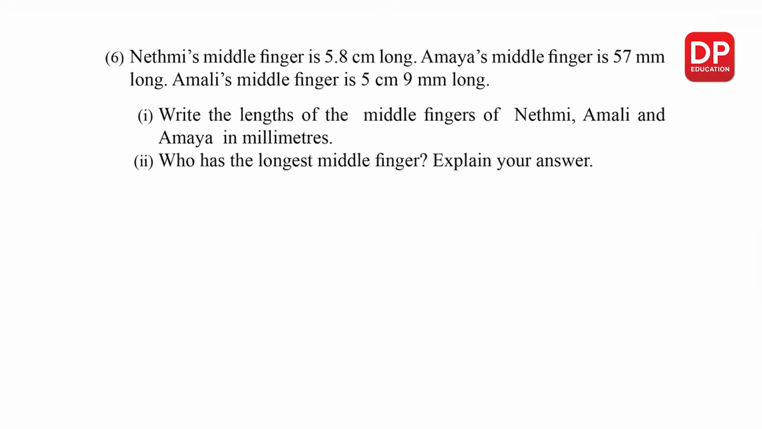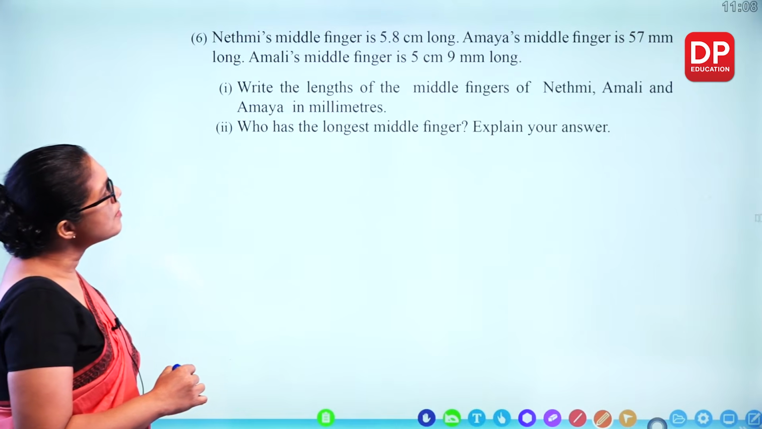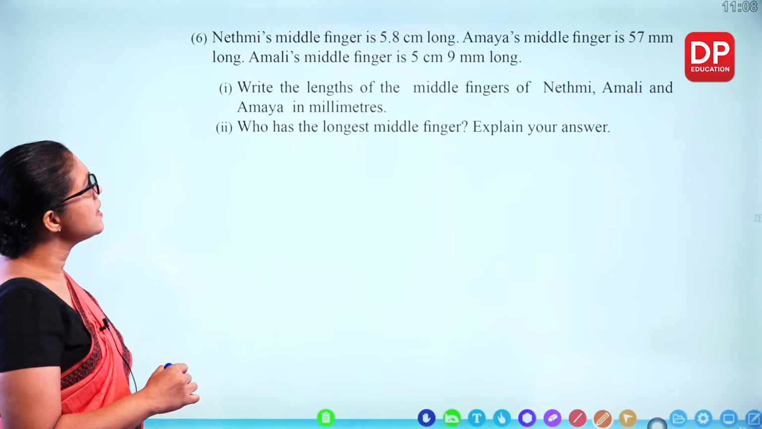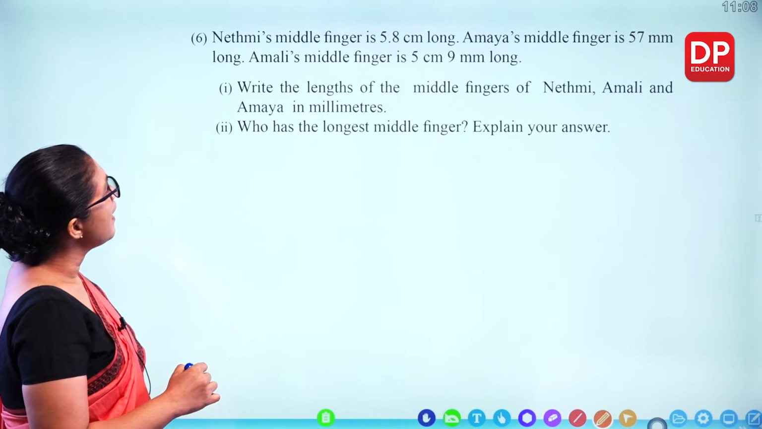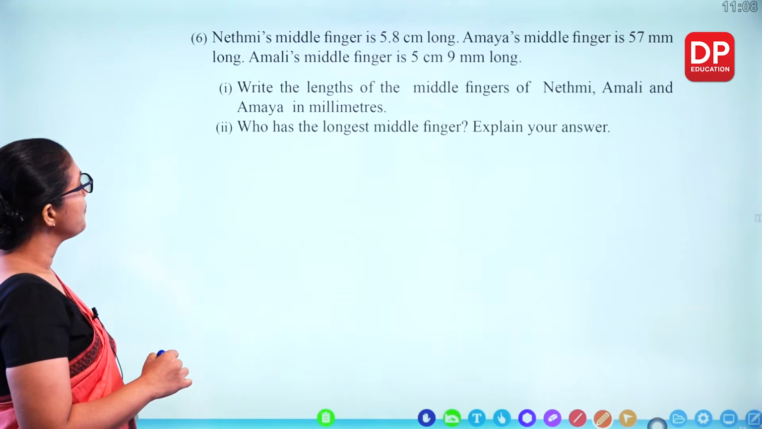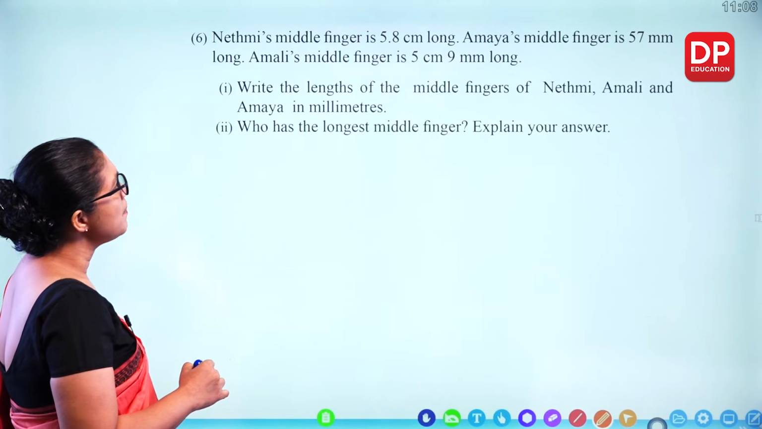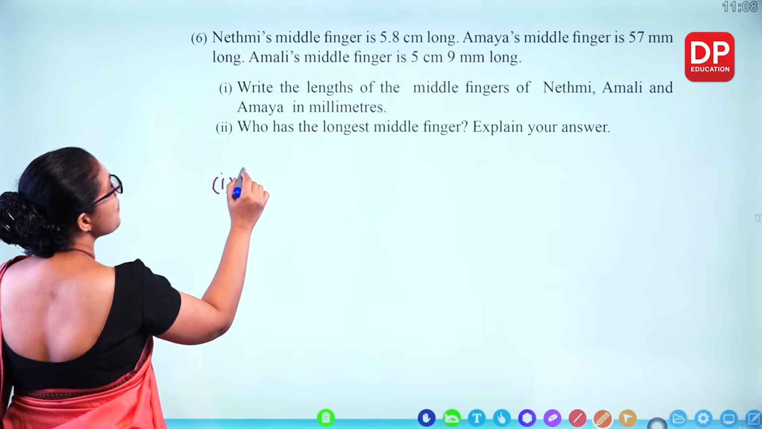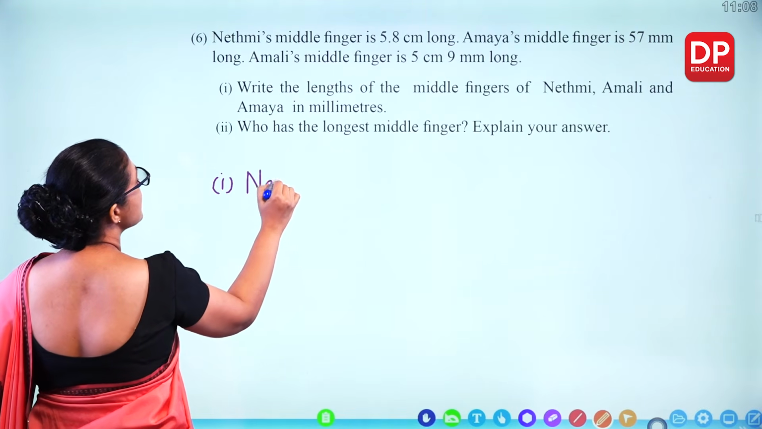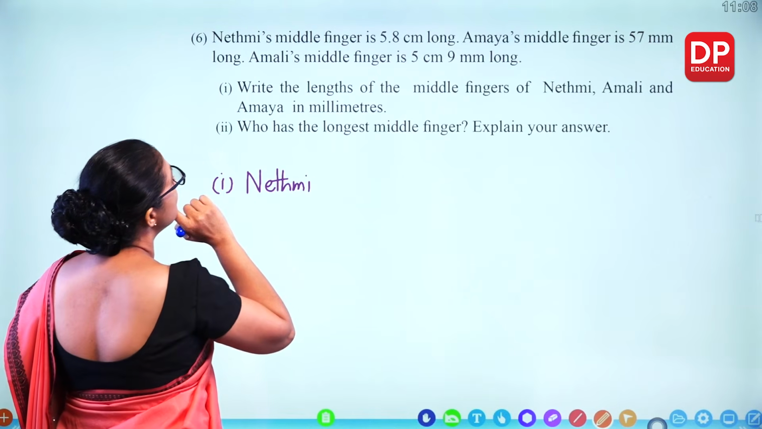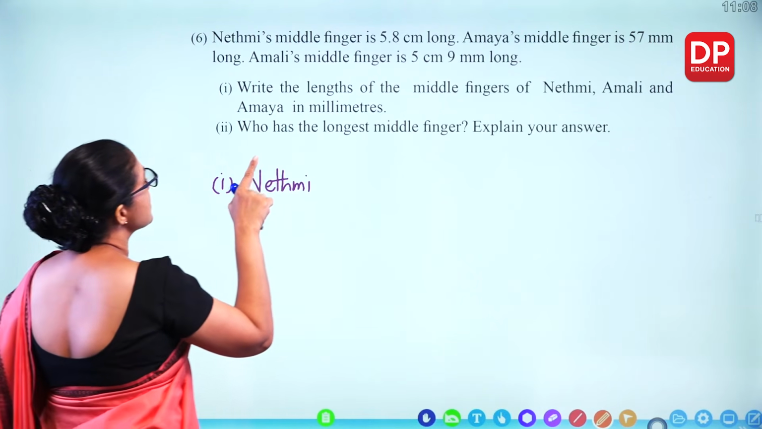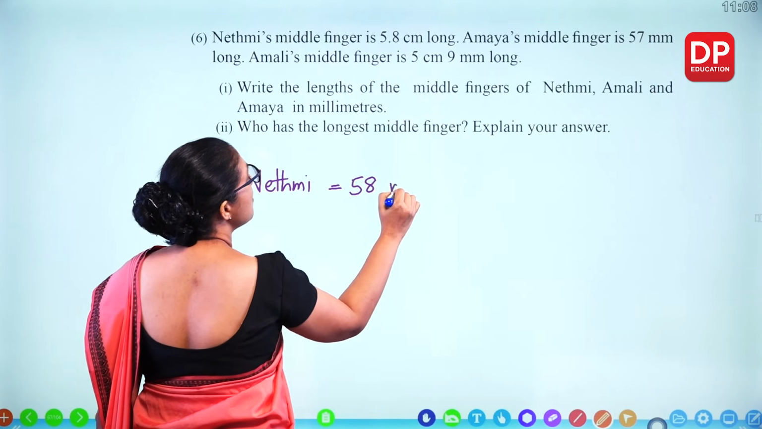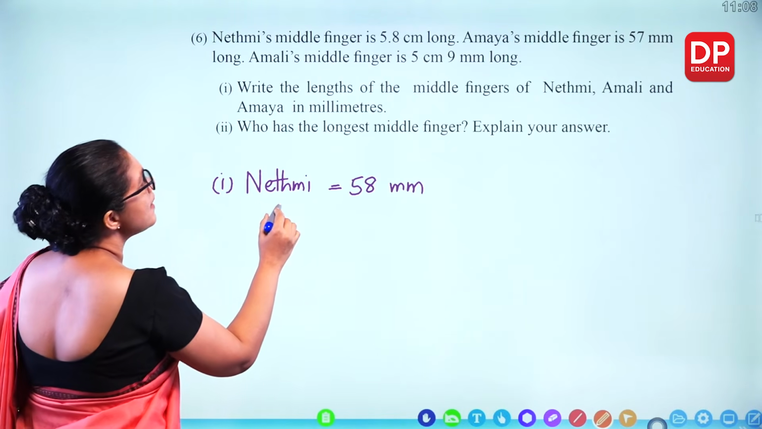Nethmi's middle finger is 5.8 centimeters long. Amaya's middle finger is 57 millimeters long. Amali's middle finger is 5 centimeters 9 millimeters long. Write the lengths of the middle fingers of Nethmi, Amali and Amaya in millimeters. Nethmi first. 5.8 centimeters, so multiply by 10. 58 millimeters. Then Amaya.